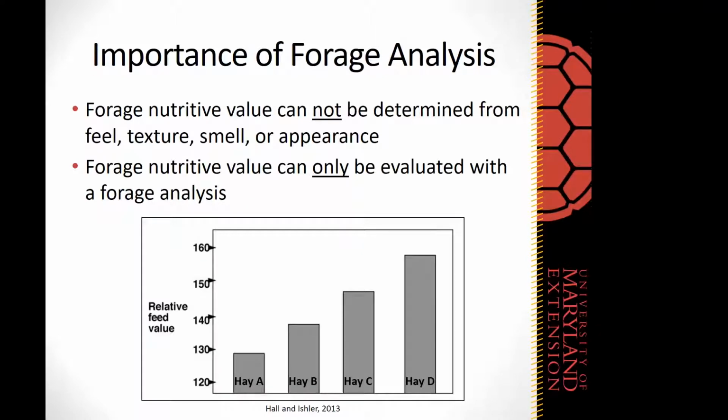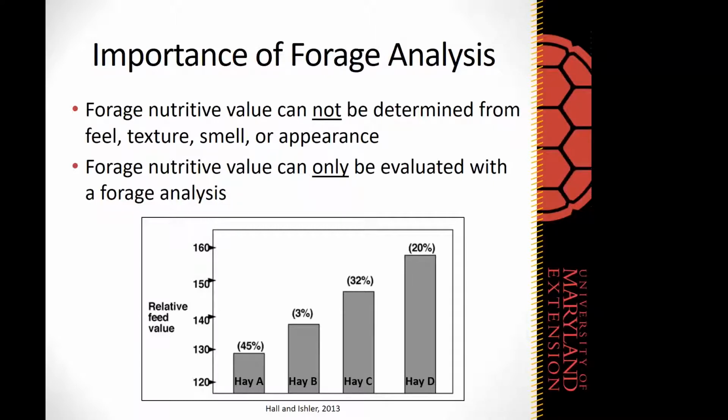So there were some producers, there were extension agents, there was industry personnel. They asked them to rank each of these hays, which you can see here, A, B, C, and D, based on their forage quality, from best to worst. And what the bars are showing you here is the actual forage quality, the real value of each of those forages. So you can see that hay D was the best, hay A was actually the worst.